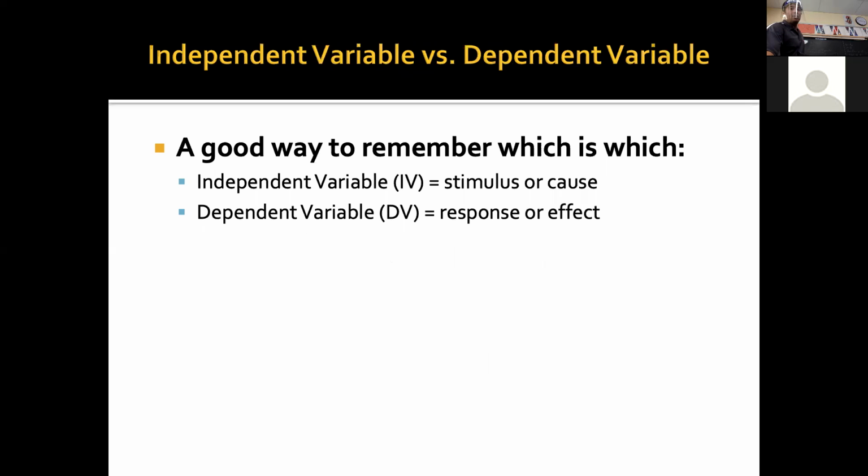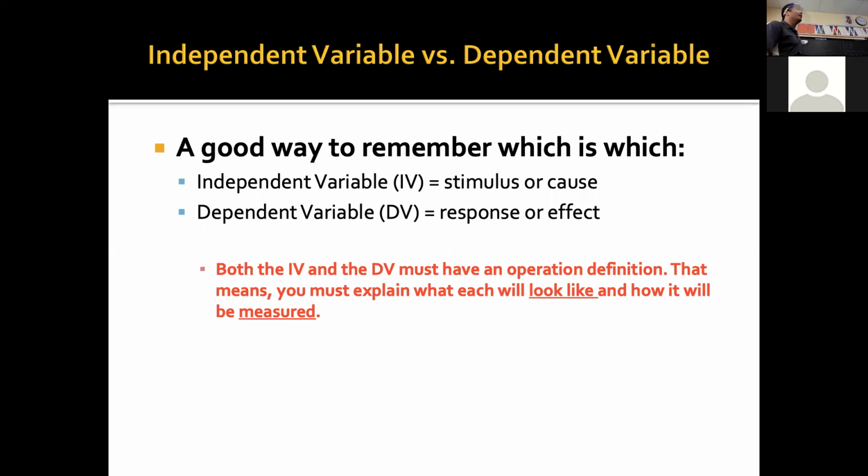Good. So a good way to remember it. The IV, independent variable. So if you see that in the activity, that's what it means. The IV, independent variable. Dependent variable, DV. So independent, stimulus or cause; dependent, response or effect. Pretty self-explanatory.